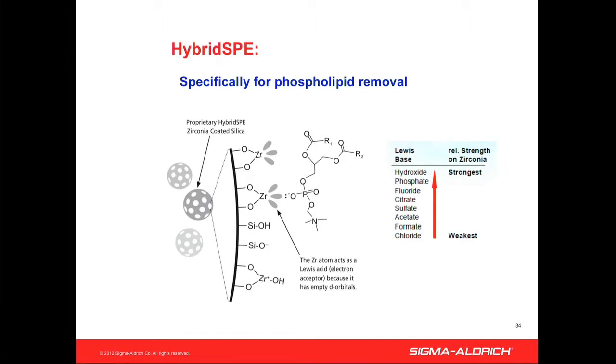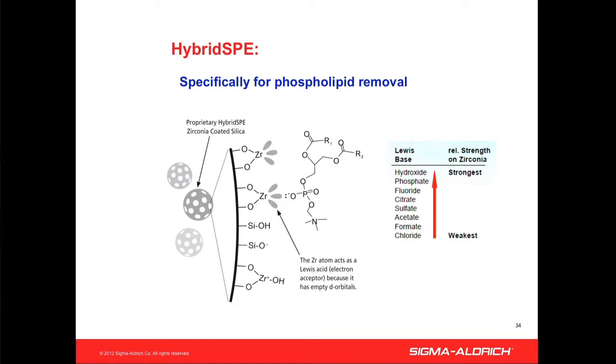Zirconia is a Lewis acid. Phosphate is a strong Lewis base. By manipulating the solvent conditions, we can fairly selectively solubilize the phospholipids, and then we can retain them on this zirconia-modified silica surface.